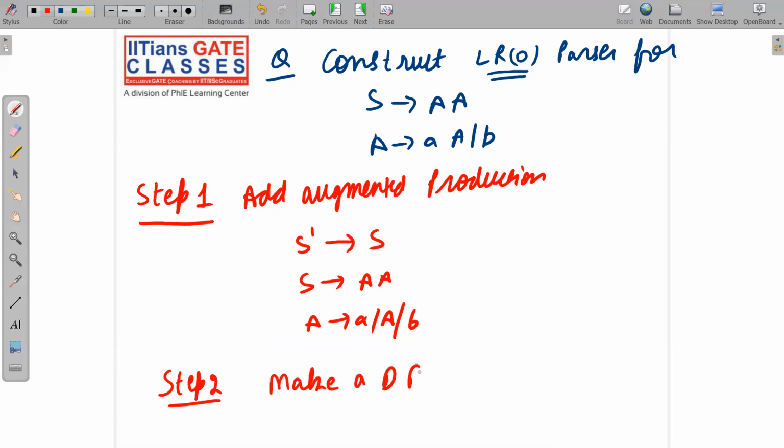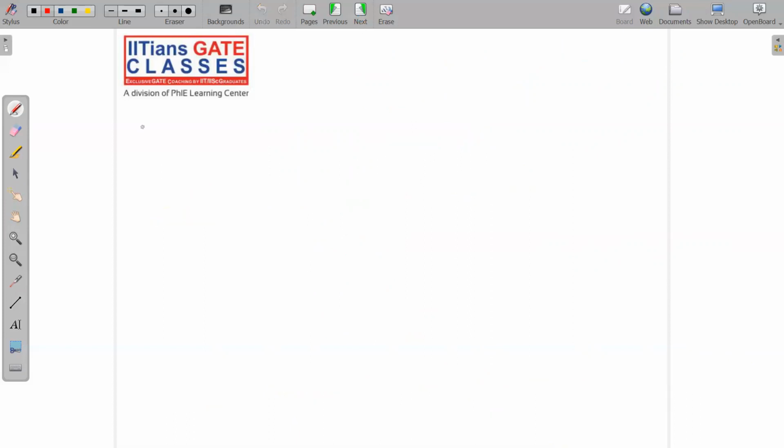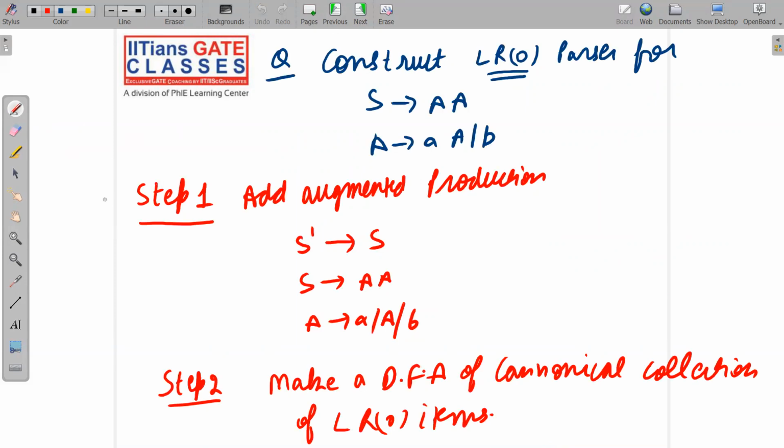Make a DFA. So how will the DFA be made? DFA of what? The canonical collection of LR0 items. Make a DFA of the canonical collection of LR0 items. Okay, so I am now showing you the DFA part. Firstly, this is our grammar.